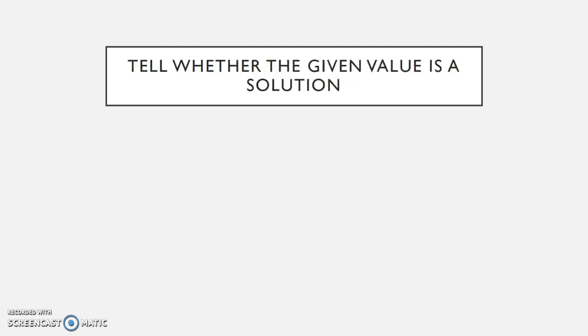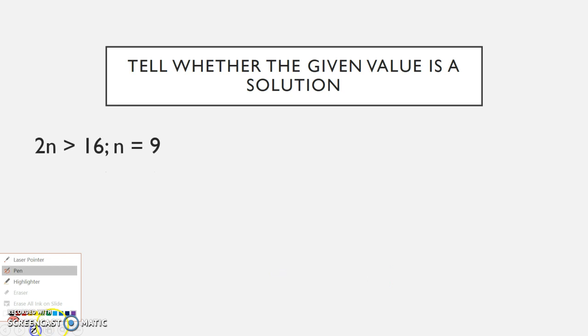Our next slide says to tell whether the given value is a solution. So here we're doing some check step type work. We're going to be plugging in the value that we're given and seeing if that value makes our inequality true. So our first one says 2n is greater than 16 when n is equal to 9. So here we have to take our value of n and plug that in.